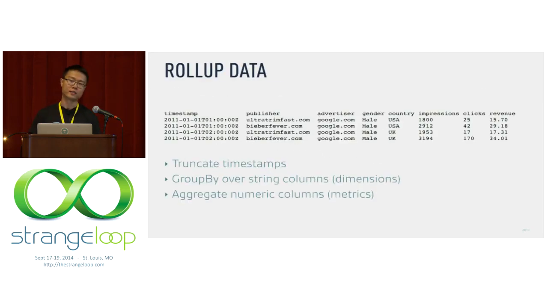And one of the first things that Druid does when it ingests data is it tries to roll the data up. And what we mean by roll up is instead of storing every single raw event, you try and do a group by over the attributes or dimensions of the data set. You try and aggregate the metrics involved with the raw data, and you truncate the timestamps. So as opposed to storing all the raw data, you store hourly truncated data.